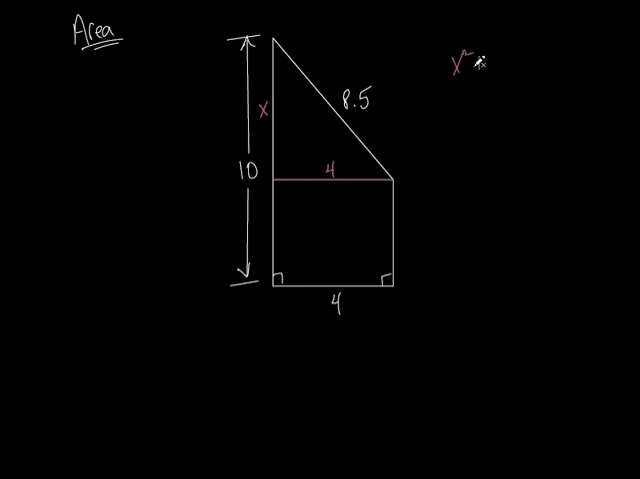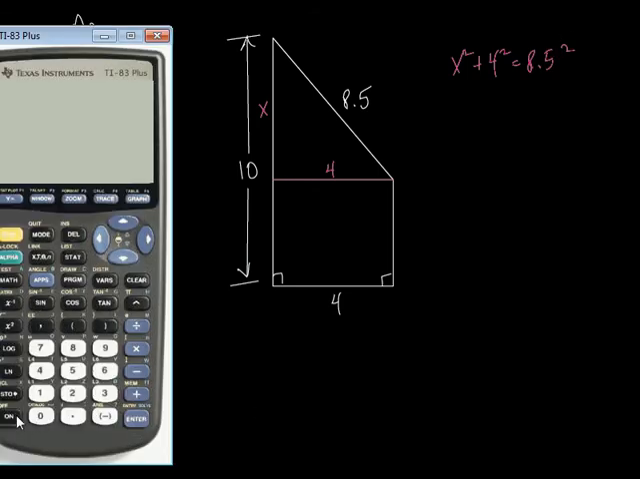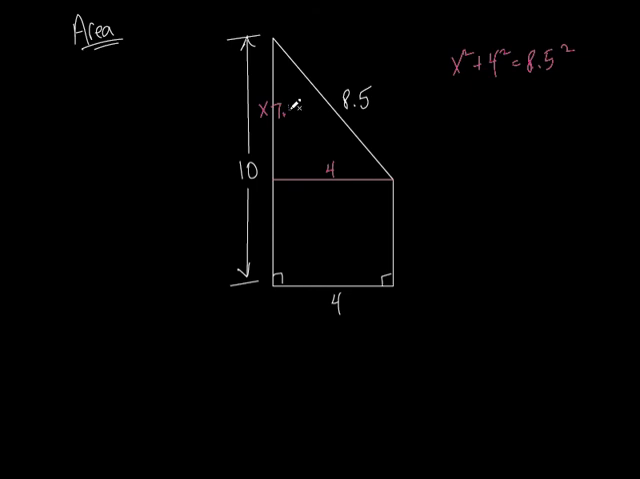So I've got x squared plus 4 squared equals 8.5 squared. And you know what we're going to do? We're going to subtract 4 squared, right? So it's 8.5 squared minus 4 squared, and then you can take the square root of that. So the square root of my answer is 7.5. So x right here is 7.5.